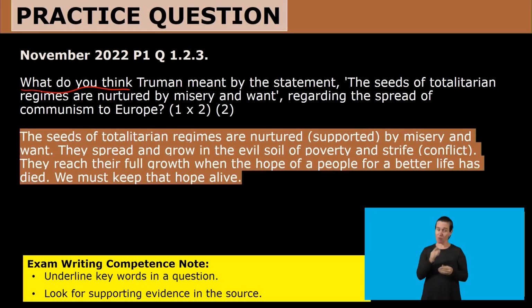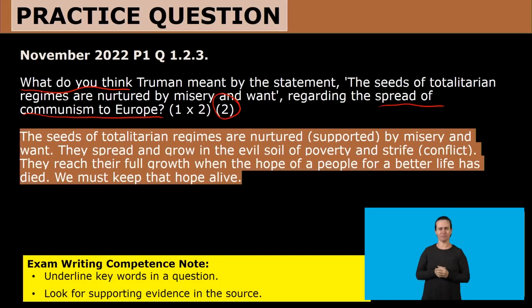The statement is directly from the source and it reads, the seeds of totalitarian regimes are nurtured by misery and want. That is what Truman said. So what do you think Truman meant by this statement regarding the spread of communism to Europe? You can see the mark allocation there. It's 2 marks, which means you just provide an explanation of what you think Truman meant by this statement.